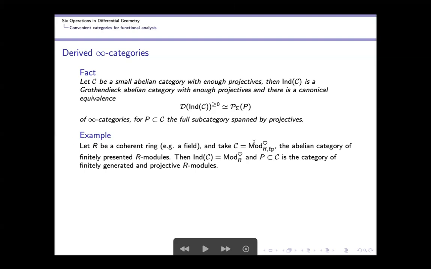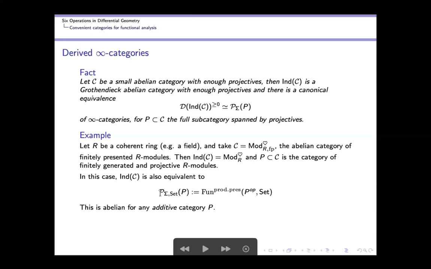If you take C to be the category of finitely presented modules, then the Ind completion is the category of all modules. And there's the projectives, that's just the subcategory of projective modules. And taking P sigma of this will give you back the category of all modules.